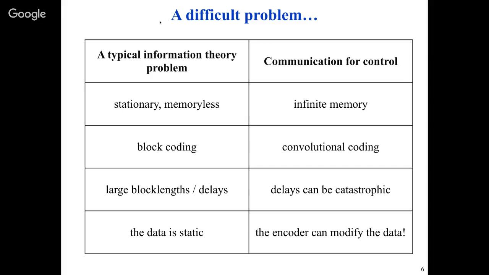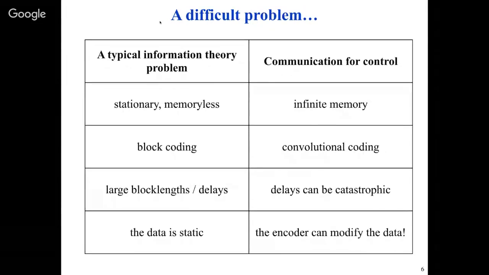Whereas communication for control really requires infinite memory at the encoder and decoder about the past. Why? Because in systems, let's say the location of the system at time i is highly correlated with its location at time i minus 1, and therefore it doesn't make sense to throw away all the information that we collected previously. So we really do need to rely on memory. And that means using convolutional coding rather than block coding.